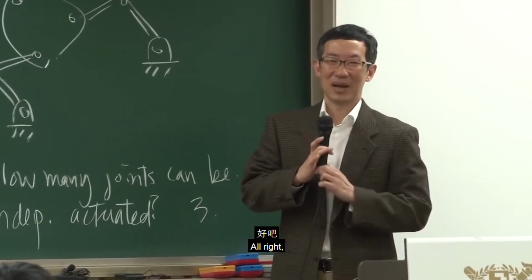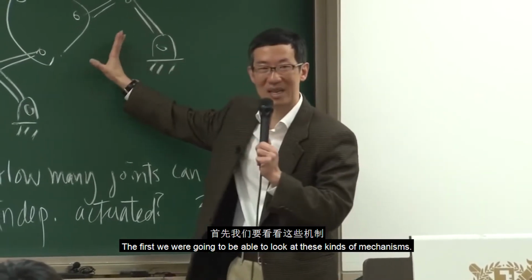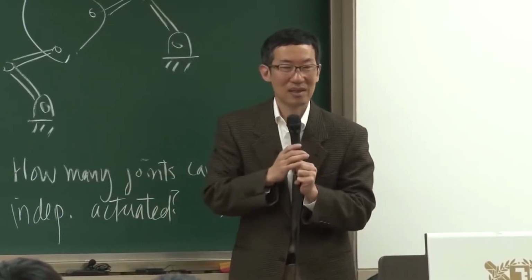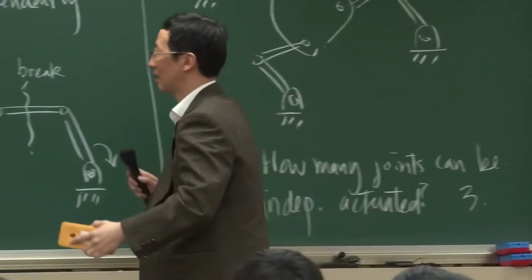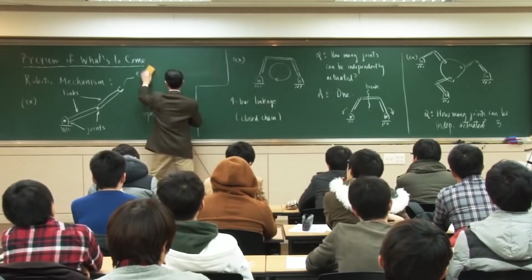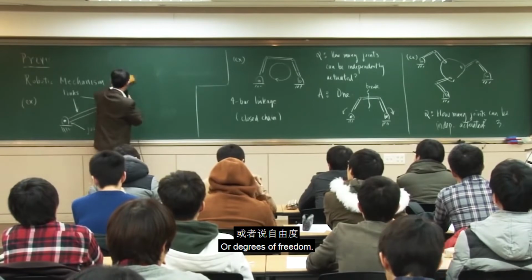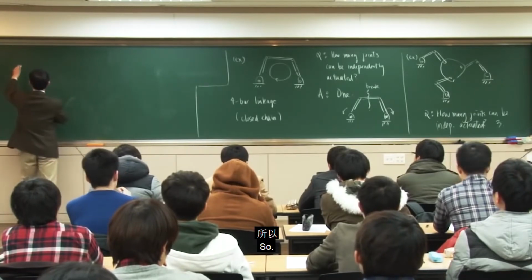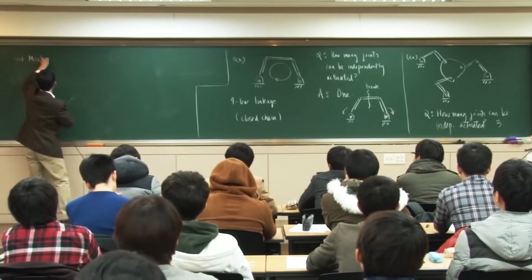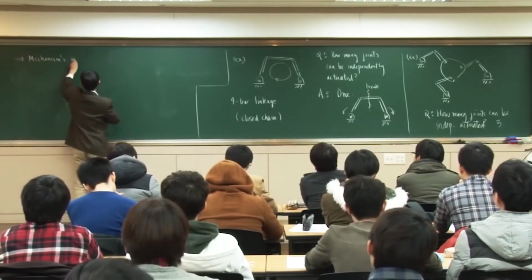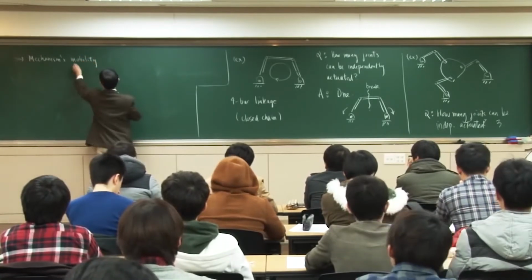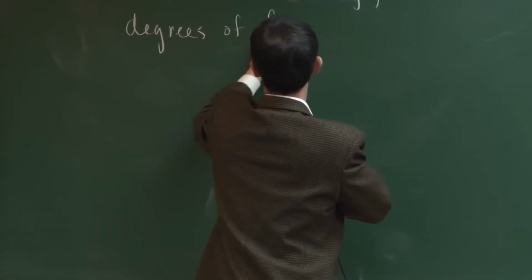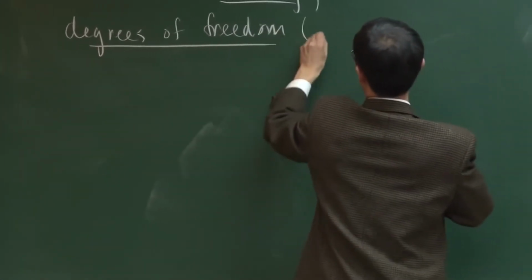Okay. All right, so this is what we're going to be covering the first week. We're going to be able to look at these kind of mechanisms and figure out exactly how many joints can be independently actuated. Okay, so that's the notion of mobility, or equivalently, degrees of freedom.